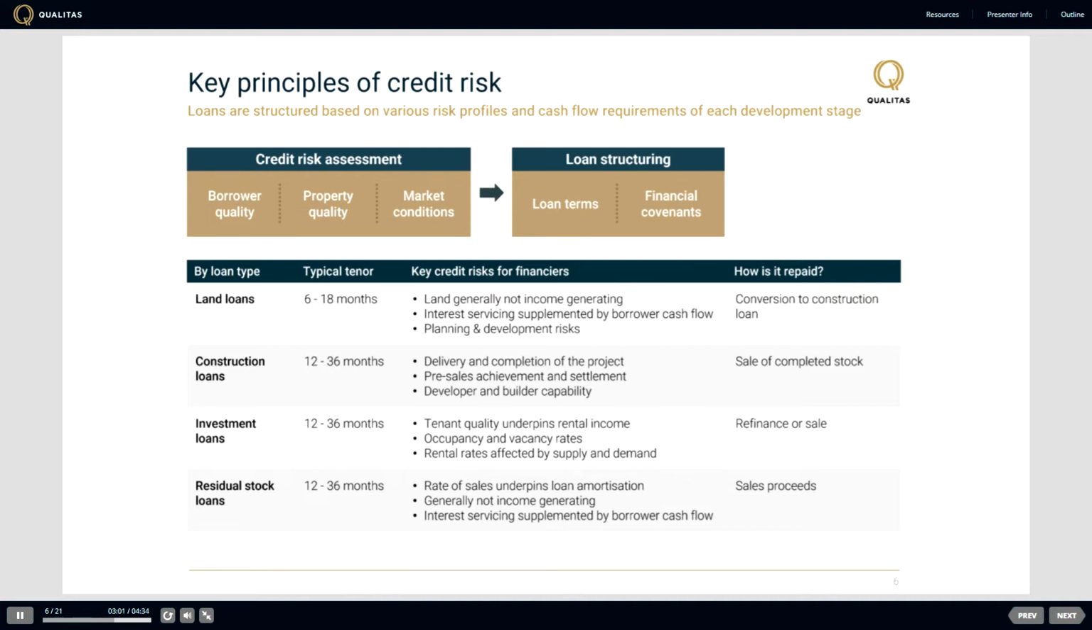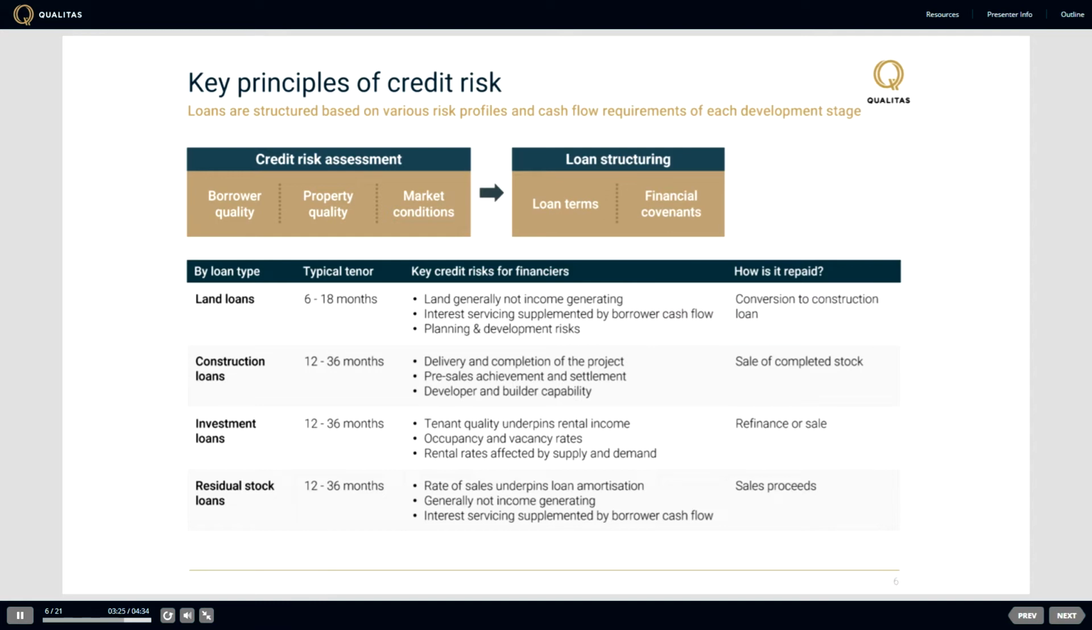Residual stock loan risks are whether completed stock is selling and at what value and what rate, as proceeds are applied to amortize the loan. They're also not generally income producing, so servicing is supplemented by borrower cash flow. The builder reputation and quality are also important to consider.